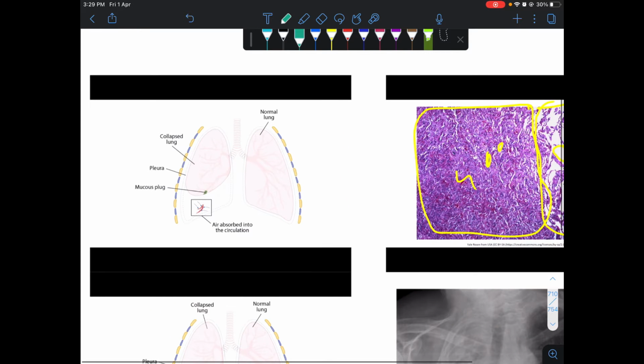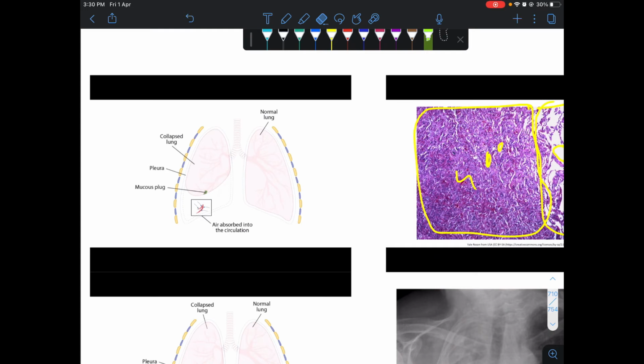And this is the figure. In this figure, we can see the obstruction. Due to this obstruction, this part of the lung, that is the lower lobe, has collapsed, and you can see the collapsed lung.